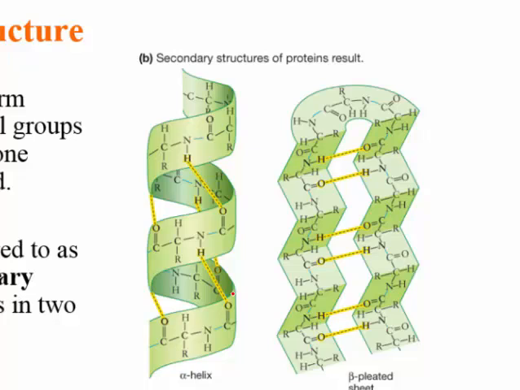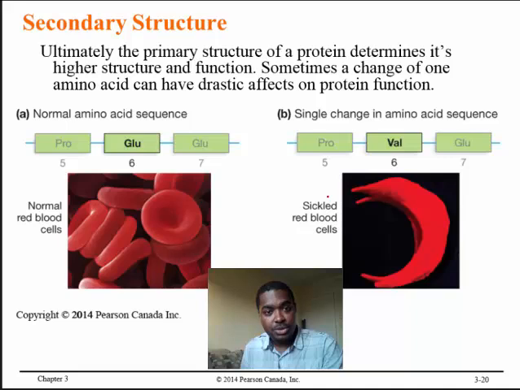Now keep in mind that hydrogen bonds are weaker than the covalent bonds, so they can be broken. And we'll talk about how they can be broken towards the end of the lecture. What I'd like to show you here is the importance of primary structure and how the primary structure can actually affect the secondary structure. So here we have red blood cells, and they're supposed to look like this, these nice, neat little biconcave discs.